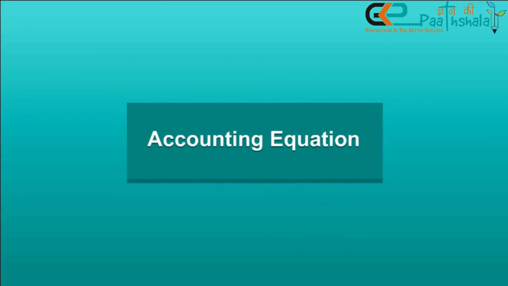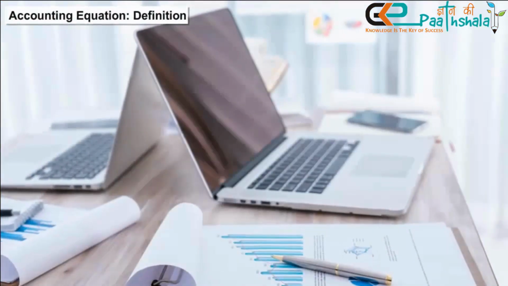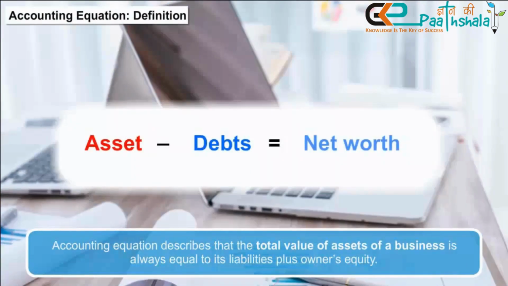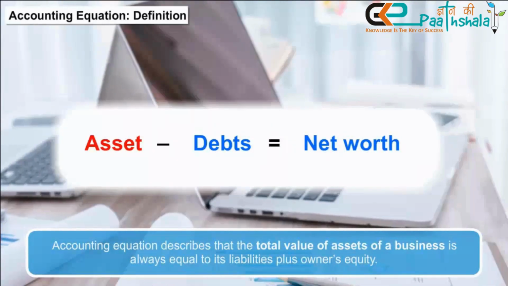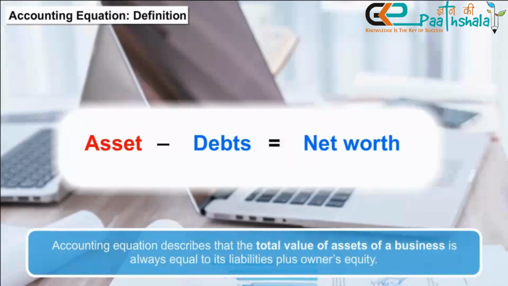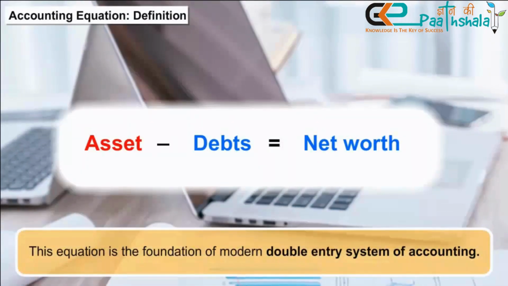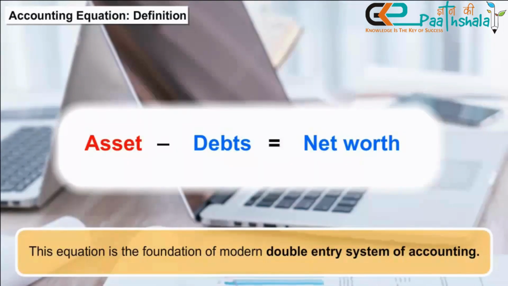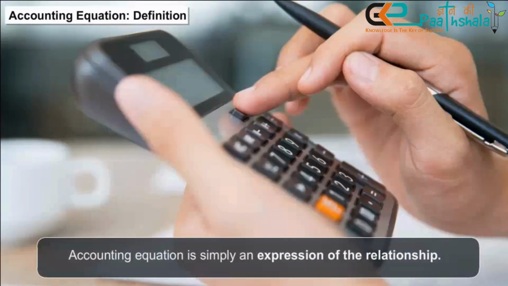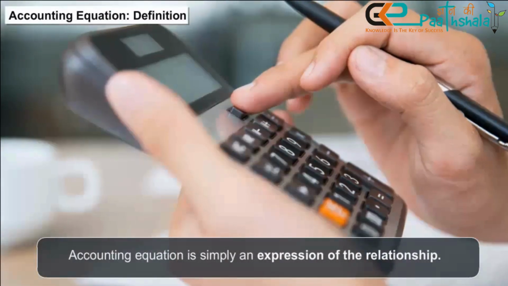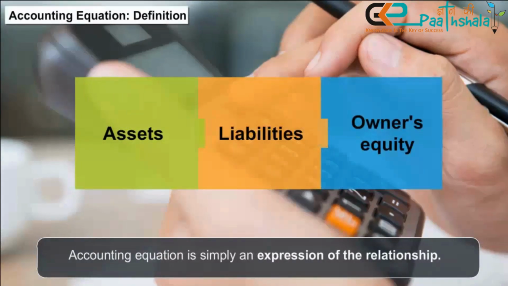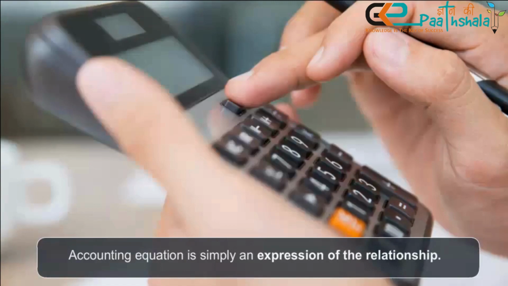Accounting equation. Definition. The accounting equation describes that the total value of assets of a business is always equal to its liabilities plus owner's equity. This equation is the foundation of the modern double-entry system of accounting. The accounting equation is simply an expression of the relationship among assets, liabilities, and owner's equity in a business.